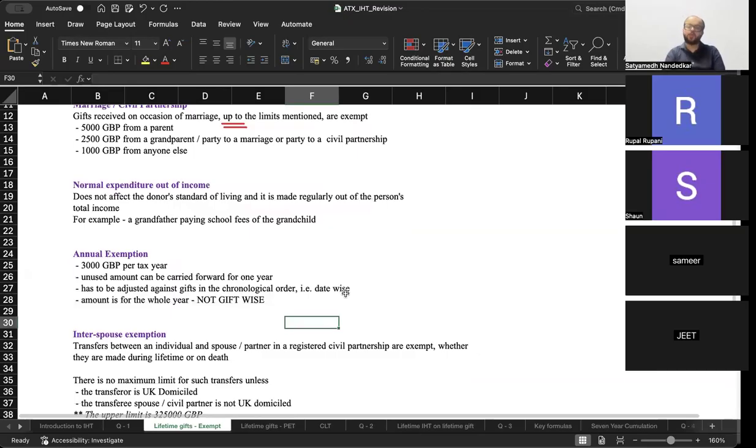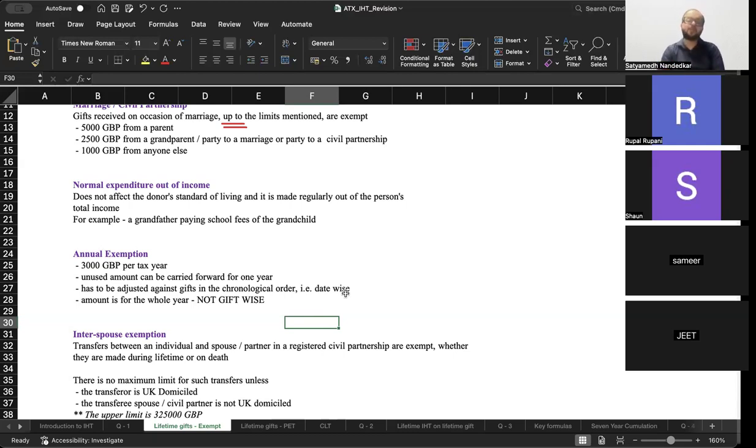Then normal expenditure out of income, if say a grandfather is paying life insurance policy of the grandchild, he is paying the premium for that every year and he does that as a routine activity, then again that is not considered as transfer of value and is not subject to inheritance tax.